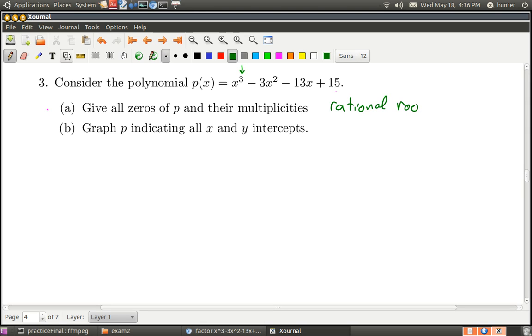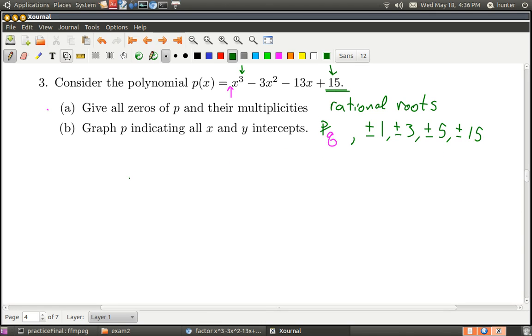So the rational roots test says that if something is a rational root of this polynomial, then it's going to be p over q, where q divides the leading coefficient, which is 1, and p divides the last coefficient, which is 15. Since q is 1, I don't really need to worry about it. I just need to think about this 15 here. And so what are the possibilities? Plus or minus 1 divides 15, plus or minus 3 divides 15, plus or minus 5 divides 15, and plus or minus 15 divides 15.